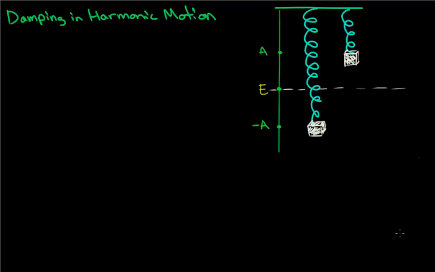In simple harmonic motion, we don't typically deal with friction force. We might have a harmonic motion system such as this, with a mass attached to a spring. Without any friction, there's no energy leaving the system, so it oscillates forever. In this video, we're going to talk about damping, specifically damping that is a result of friction.